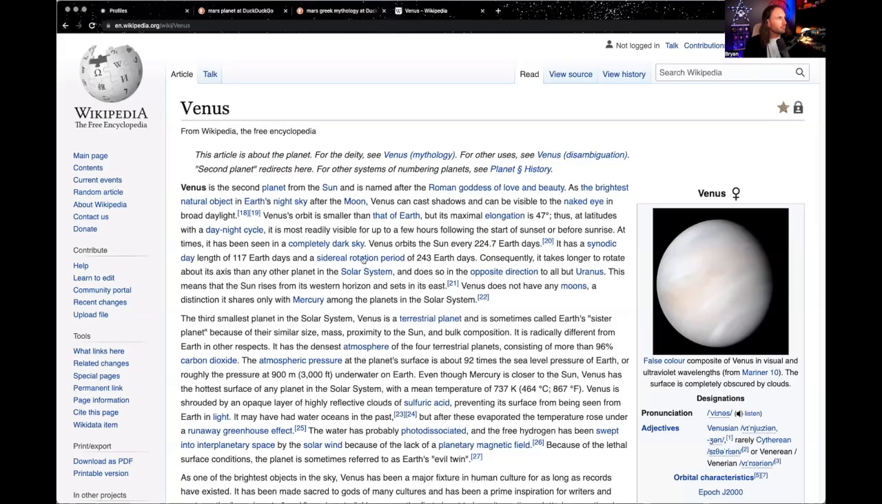All right. Venus orbits the sun every 224 days. So think about the Earth year. It takes 365 days for the Earth to orbit the sun. So that's why, you convert that, it makes sense that every 18 months we get a Venus retrograde, right?